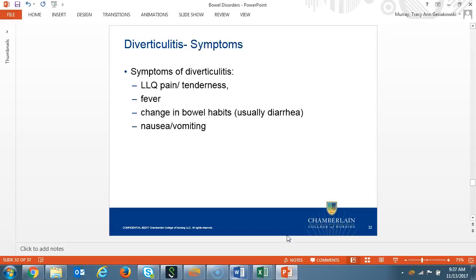Symptoms of diverticulitis include, again, left lower quadrant pain and tenderness, fever, change in bowel habits, usually diarrhea, and nausea and vomiting. If a patient can tolerate a more vigorous examination, a firm, fixed mass may be palpable in the area of the diverticuli. Rebound tenderness with involuntary guarding and rigidity may be present. On rectal examination, the stool is usually positive for occult blood. These patients do look sick.